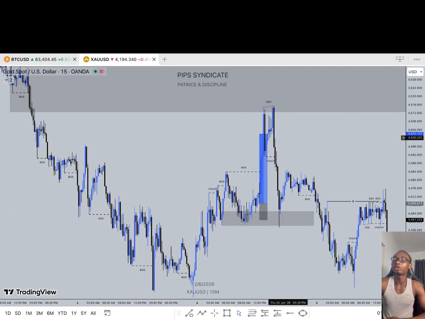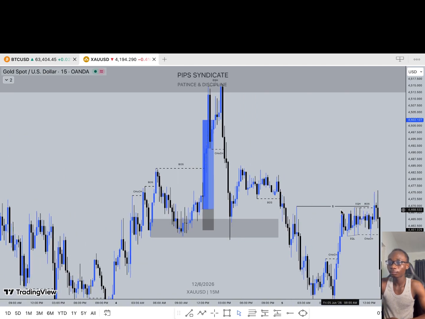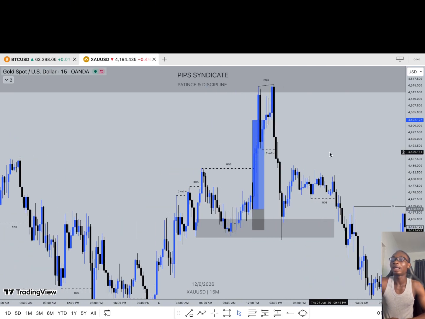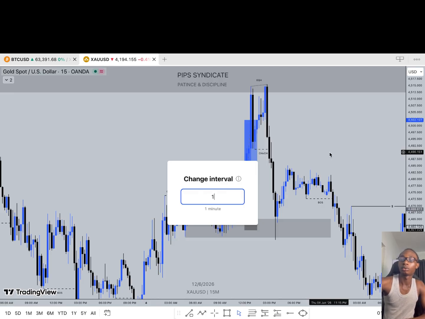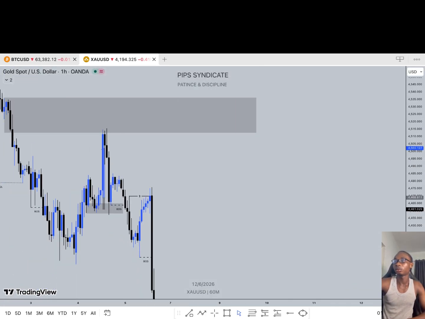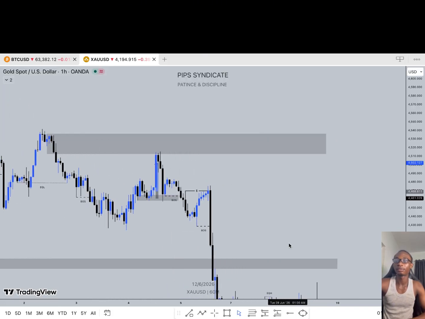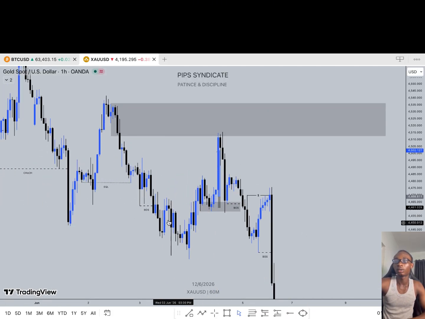So this is the trade I took on gold, guys. You can see it's a pretty nice trade. It's a pretty nice trade, and I'm going to walk you guys through how I was able to take this trade. So on the 1 hour time frame, guys, you can see at this level here we had this push back up after price took out this level.